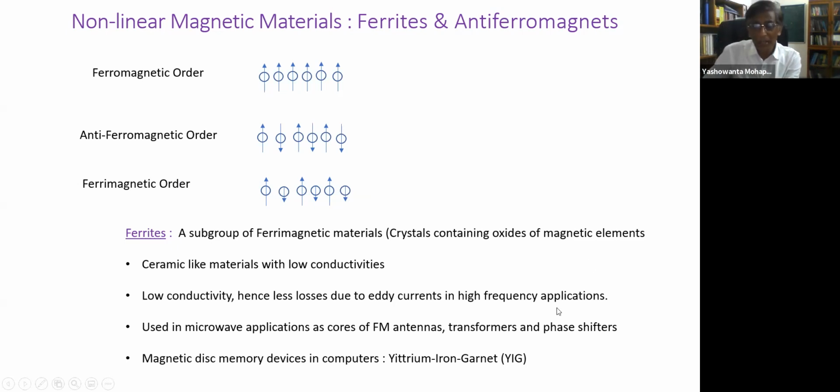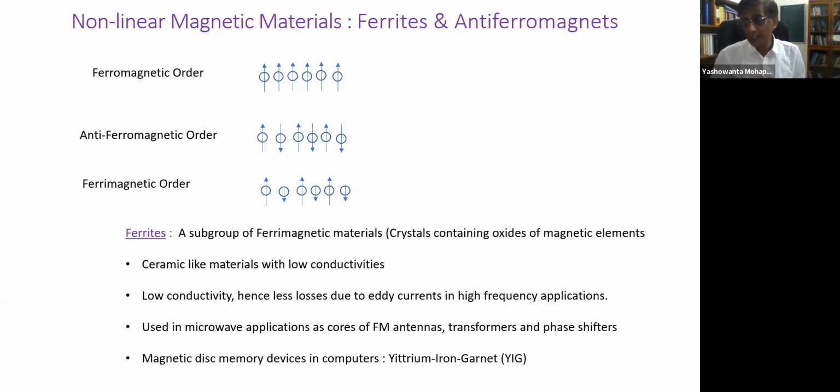These are crystals. There's actually spinel crystallization containing oxides of magnetic elements. They are ceramic-like materials. What is important is they are magnetic materials but with low conductivity. Because of the low conductivity and high magnetic permeability, there are fewer losses due to eddy currents in high frequency applications, microwave applications, and transformers where there is AC current.